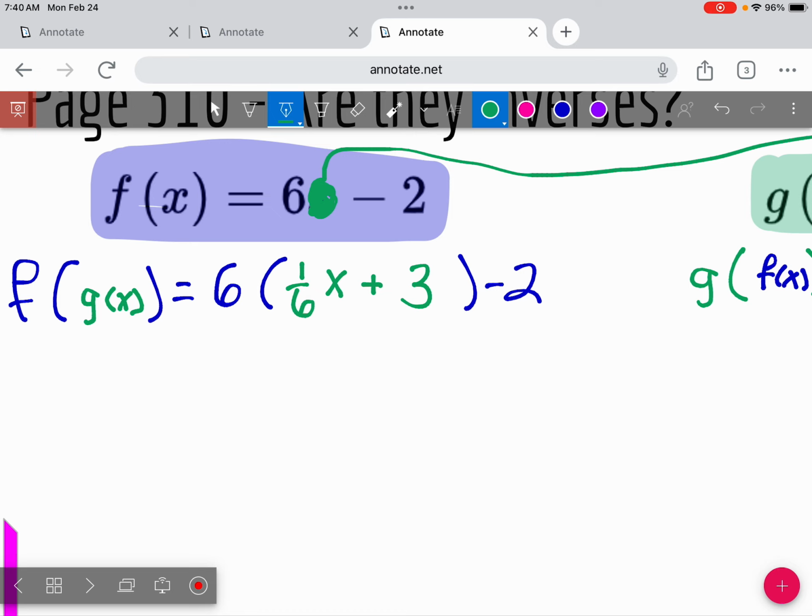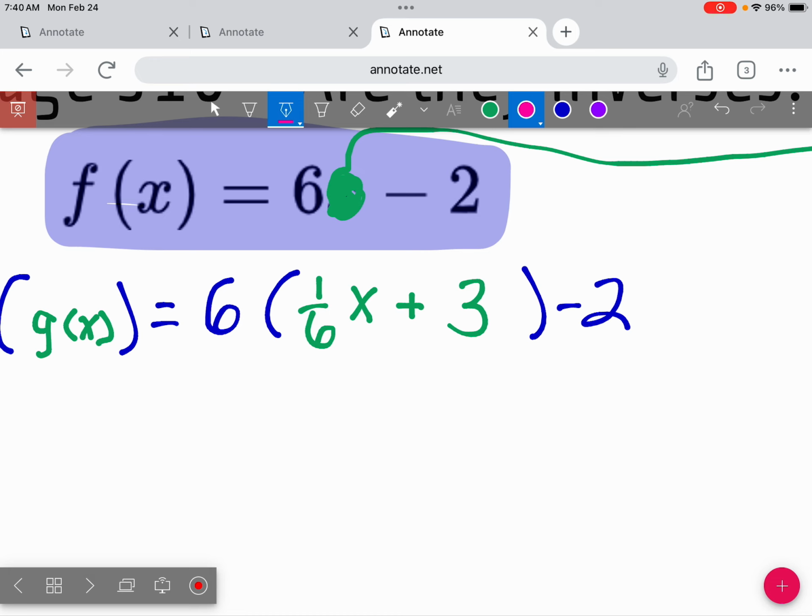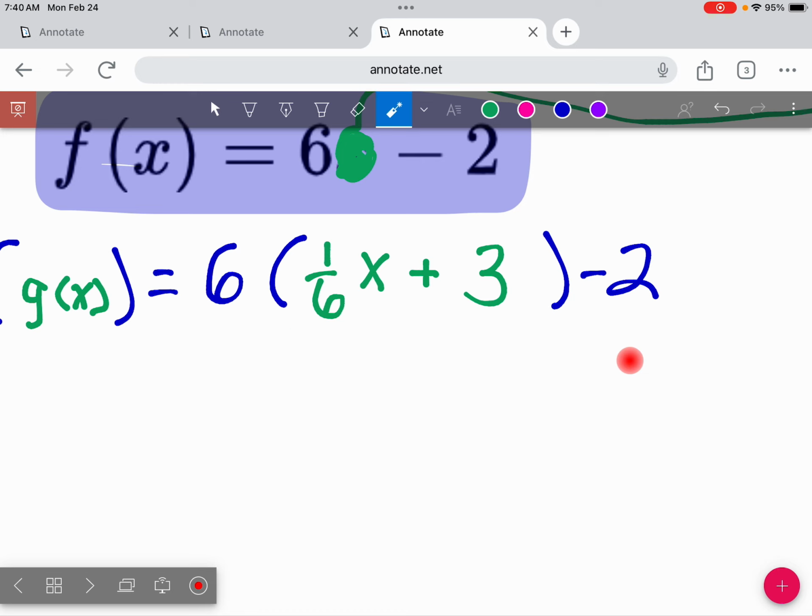What do we need to do on this one to be able to simplify it? What the heck do we do next here? Distribute. I need to distribute this 6 here and here. So when we do that, we have 6 times 1/6 x. What is 6 times 1/6 x? Just our 1x. Like that.